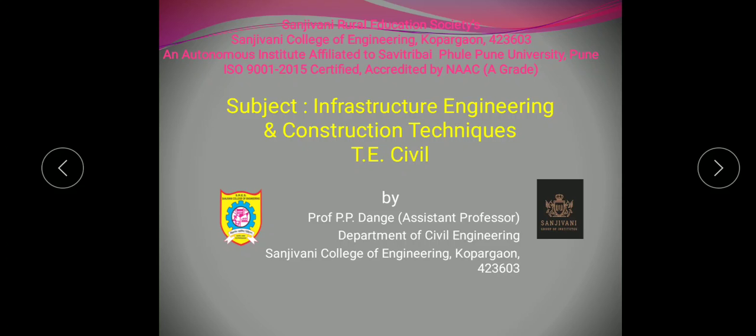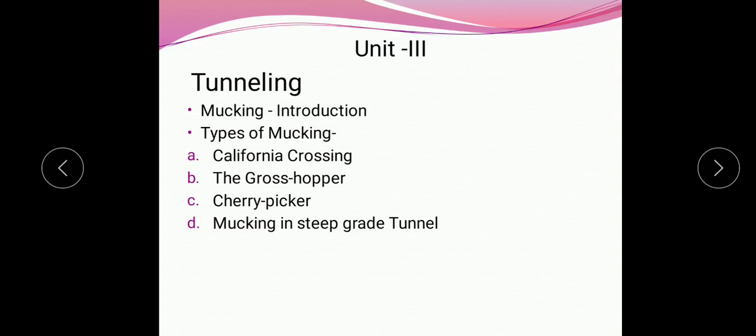So in the last few lectures we had gone through unit number 4, that is tunneling. Under that we had seen the various functions of the tunnels along with the types. We had also studied the various types of tunnel construction methods. Now, after construction of tunnels, the next point is mucking. In this lecture, we are going to study mucking and the various types of mucking.